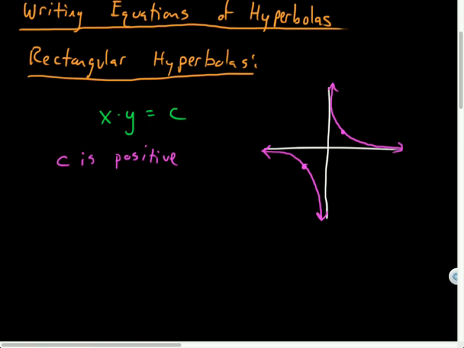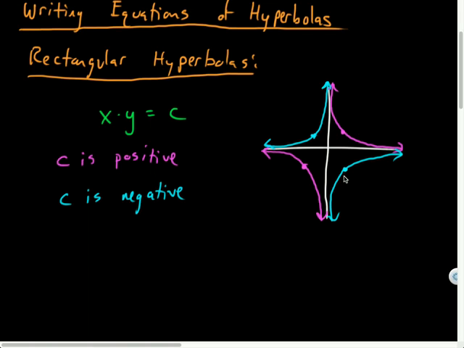And then in the case of, let's get another color here. Maybe I'll use the light blue. If c is negative, then it happens to land in quadrants 2 and 4. Having two colors for this would be good for your notes, or you could just draw two sketches, I suppose. So these are rectangular hyperbolas.